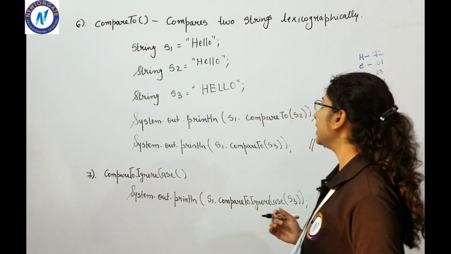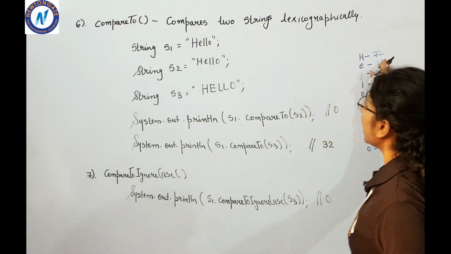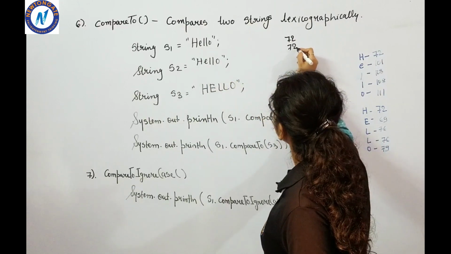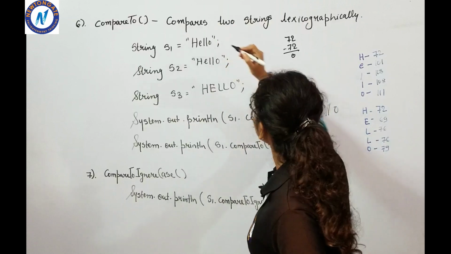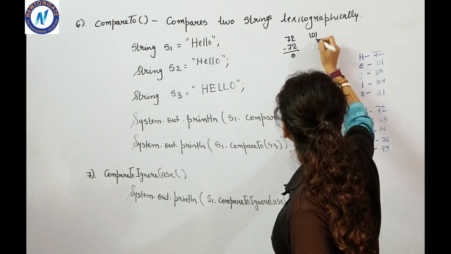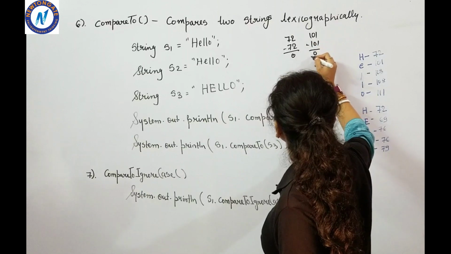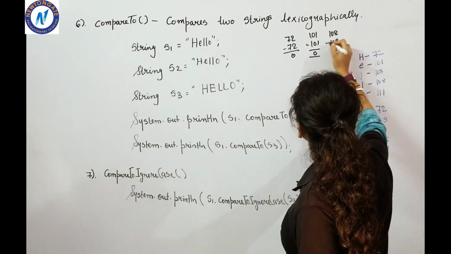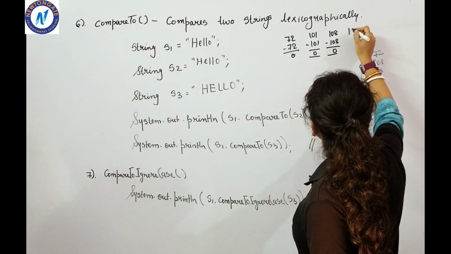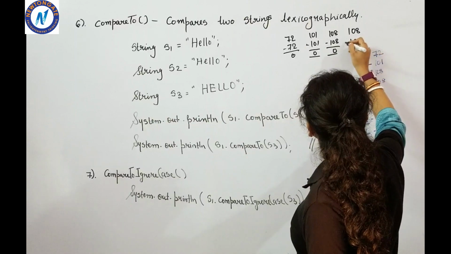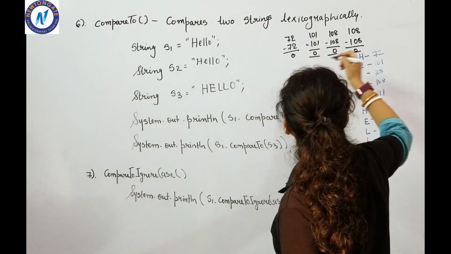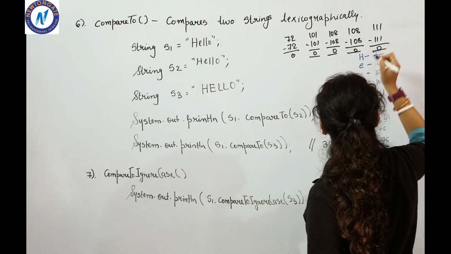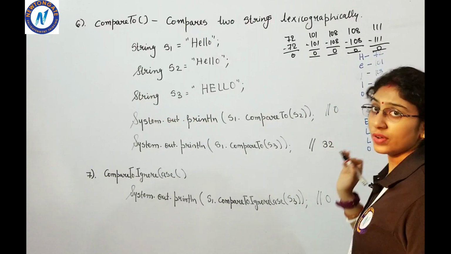Let's see the working of it. Here the ASCII value of capital H is 72, and here also 72, minus gives 0, so it will check the next character. Now small e is 101, 101 minus gives again 0. Next character L is 108 minus 108, again 0. Again L, 108 minus 108, again 0. Check the next character O, 111 minus 111, again 0. So finally the output will be 0 here.